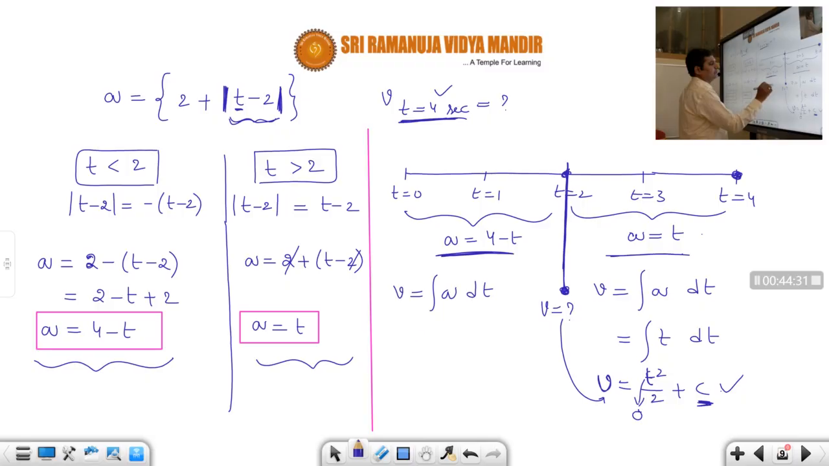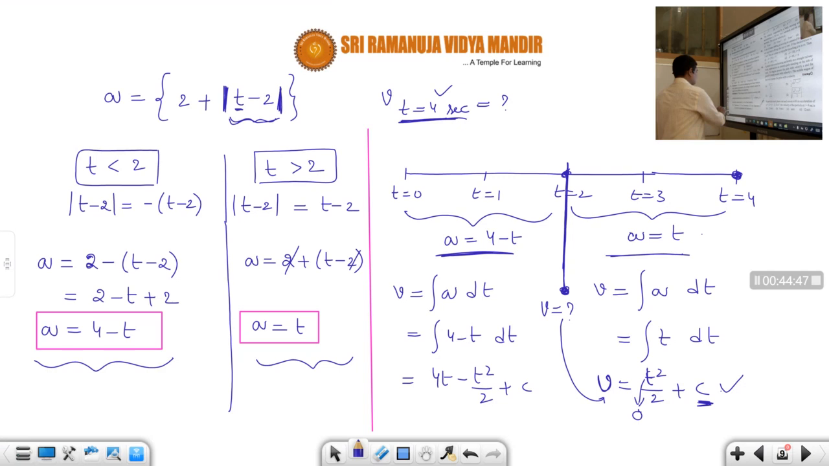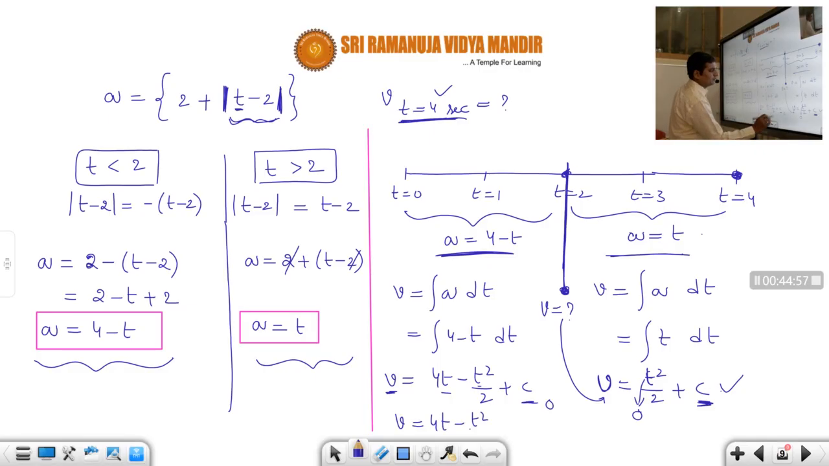Velocity is equal to integral a dt, that is equal to integral of 4 minus t into dt. So that is equal to 4t minus t square by 2 plus c. Okay, students. So now here the particle starts from rest. Okay, here they gave a particle starts from rest. So starts from rest means v is 0 here. So if you substitute 0, that means c is also 0. So that means v equal to 4t minus t square by 2. So this is the equation valid until here, v equal to 4t minus t square by 2.